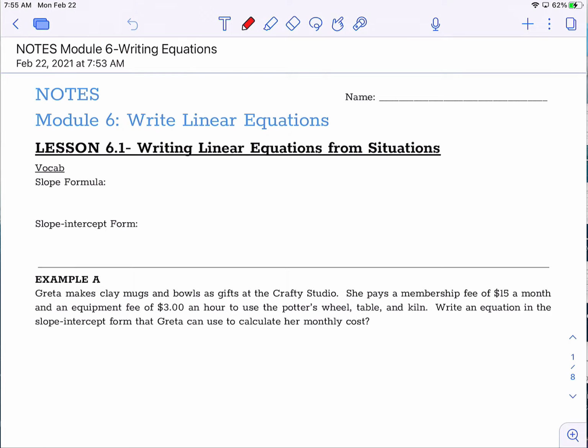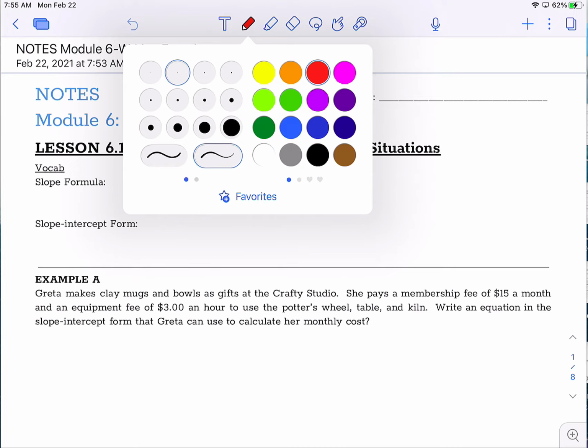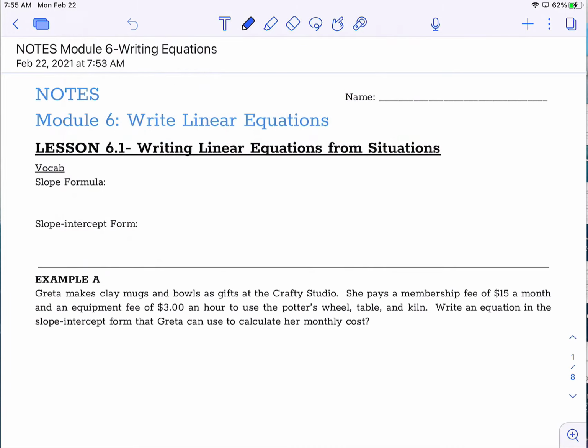All right, everybody, here are the notes for 6.1 if you aren't in class and can't do them there. Okay, so let's jump right into this.